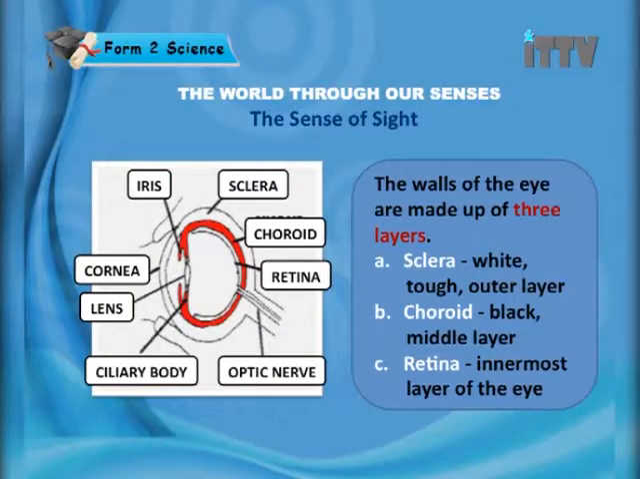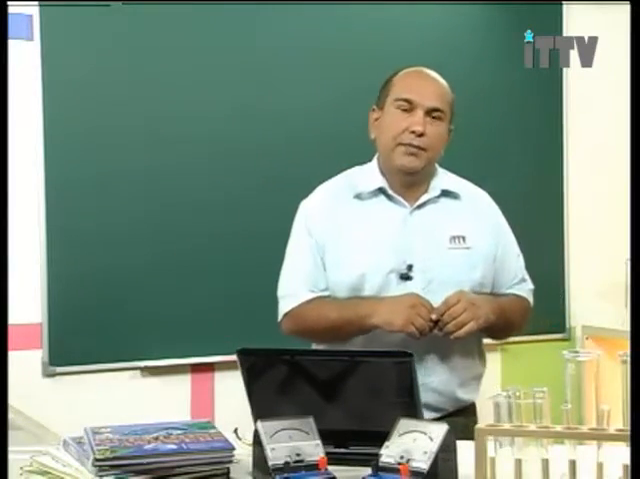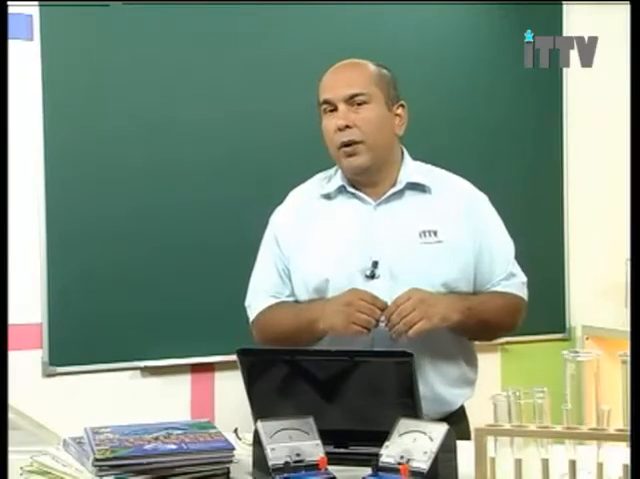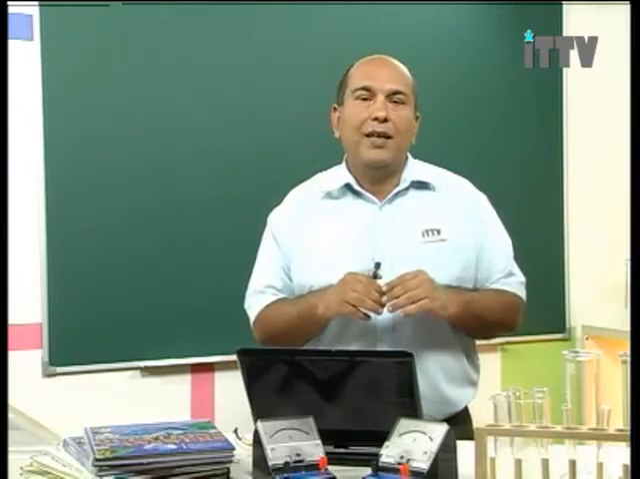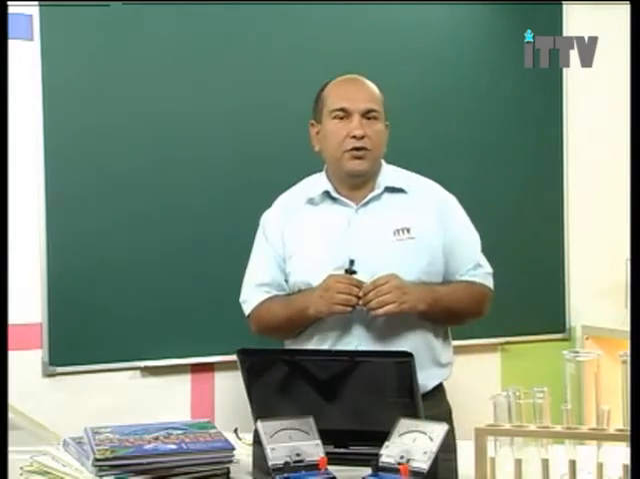The walls of the eye are made up of three layers. The sclera, which is a white tough outer layer, the choroid, a black middle layer, and the retina, the innermost layer of the eye. So our eye has got three main layers. These layers extend all the way around the eye, except for the retina, which we only find at the back area of the eye. Let's have a closer look at these three layers.